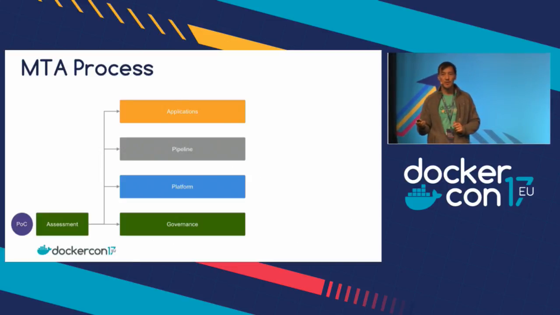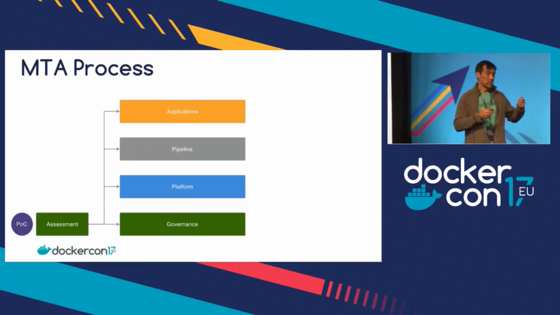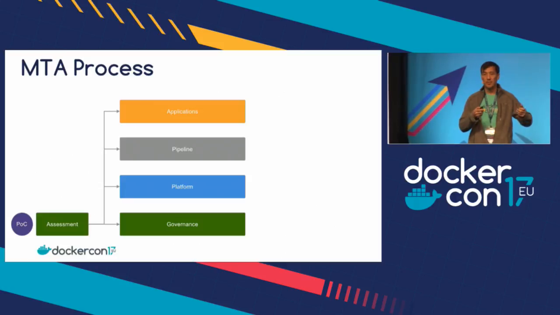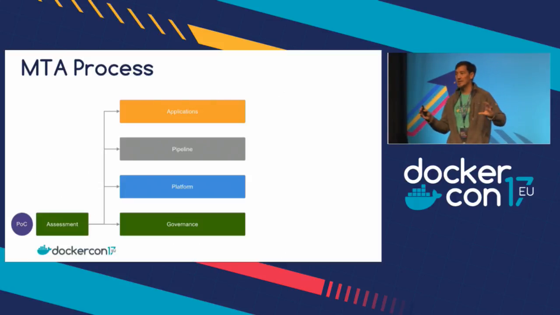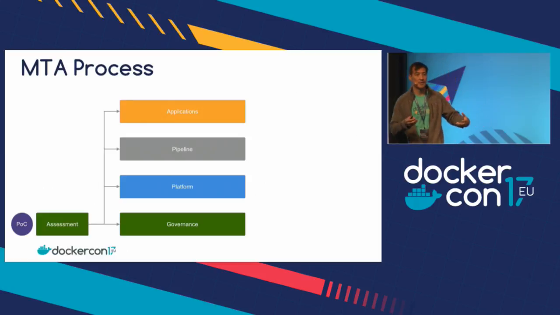Start the platform stream, getting all of your clusters deployed. We start the pipeline stream, so it could be you don't have any CI/CD in place, that's okay. Or you already do have CI/CD in place, then let's start to integrate that into the Docker platform. And then finally, the application stream. So that's your first app that you want to put into production.